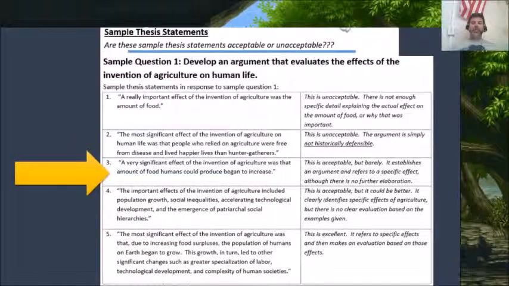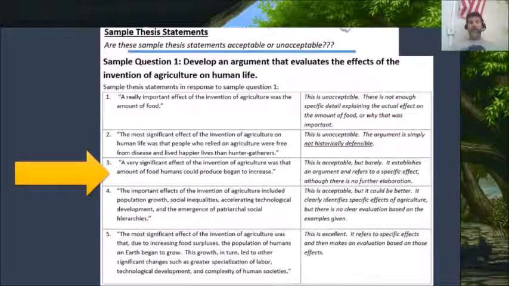Number three, a very significant effect of the invention of agriculture was that the amount of food humans could produce began to increase. So I accidentally left out a word there, but this is acceptable, but barely. It establishes an argument and refers to a specific effect, although there's not really any further elaboration. But it makes an evaluation. This was a very significant effect, the fact that the amount of food humans could produce began to increase.